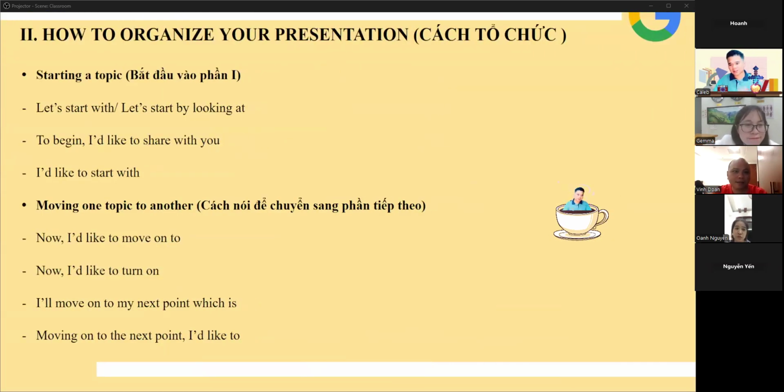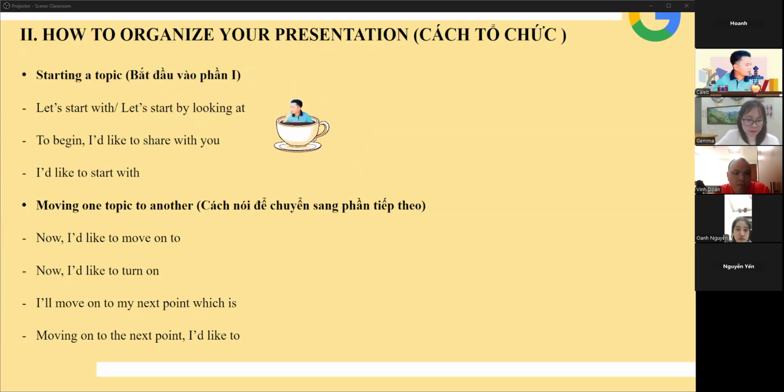Okay, now let's talk about the second part, how to organize your presentation. Starting a topic and moving on to another topic. Of course, we have our introduction, and then we move to a different topic. To start the topic, these are statements we can say: let's start by looking at, to begin with, I'd like to share with you, or I'd like to start with.